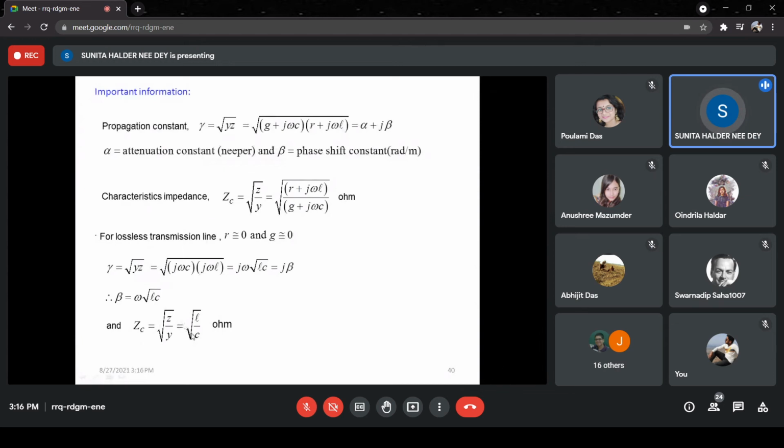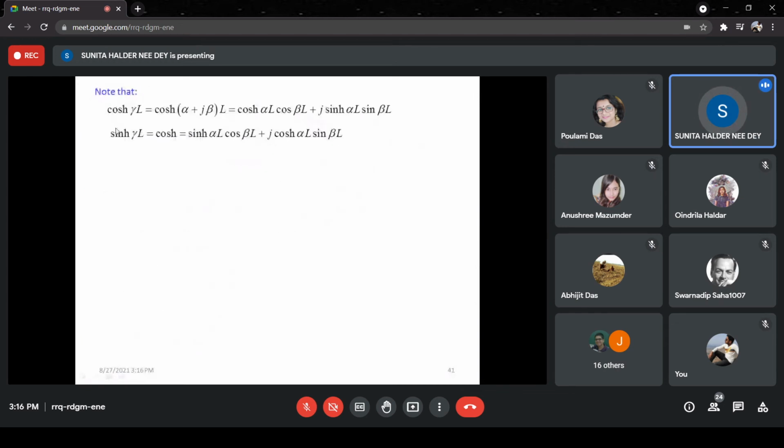And when we calculate the ABCD parameters for a long line, if we want to calculate cos hyperbolic alpha plus j beta L, then we have to calculate it by separating the real and imaginary parts. Cos hyperbolic gamma L equals cos hyperbolic alpha L cos beta L plus j sin hyperbolic alpha L sin beta L. So you have to follow this equation, right? This is wrong here.